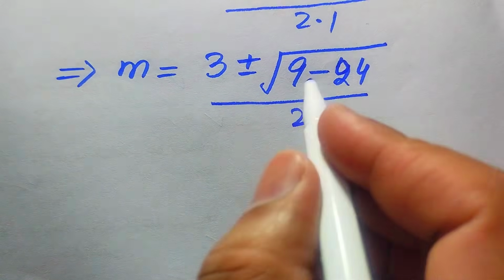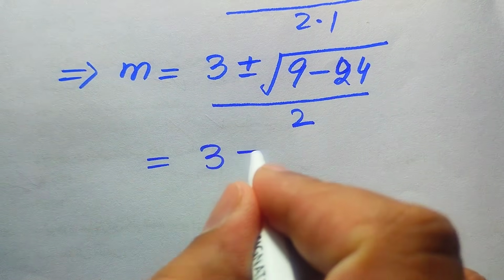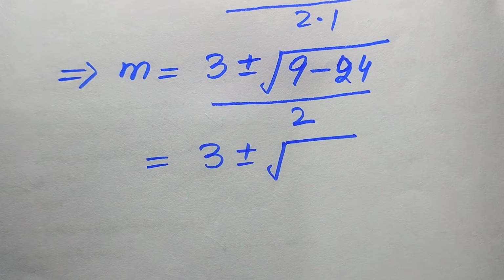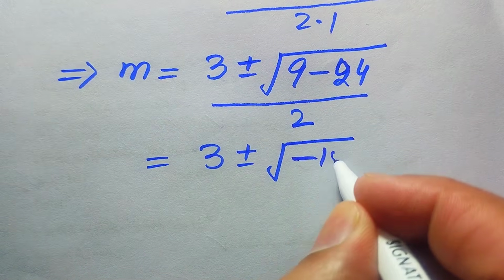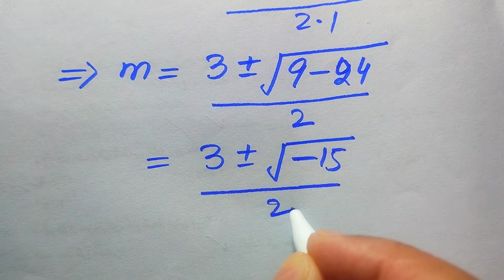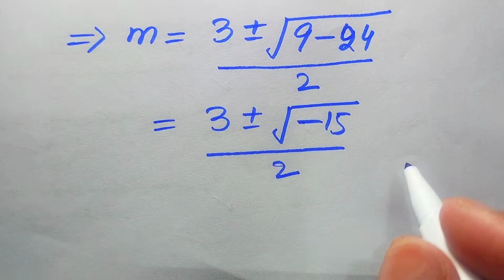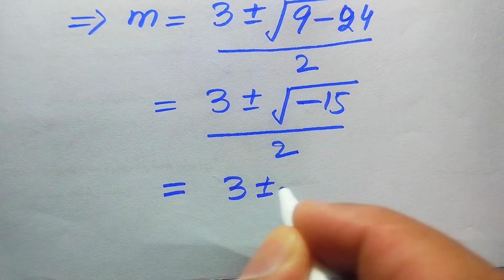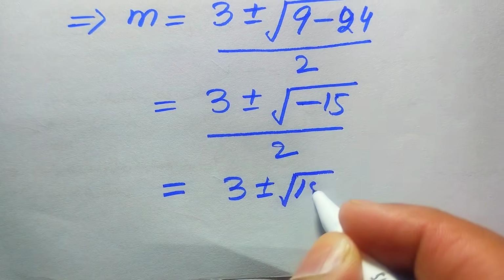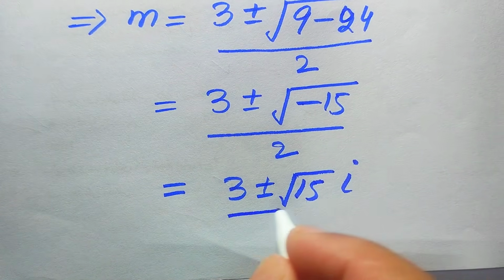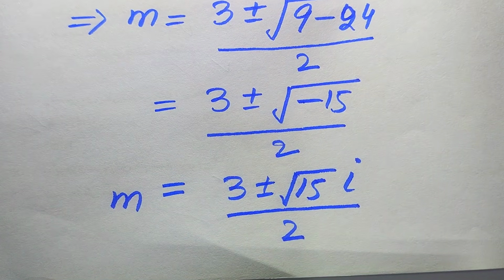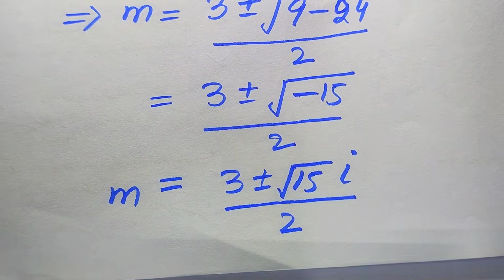Here we subtract these two values, and we get 3 plus minus square root of 9 minus 24, which equals minus 15, divided by 2. You see that a negative sign appears inside the square root, and we know that this becomes iota. So we get 3 plus minus square root of 15 times iota, divided by 2. These are the two values of m, and now in the next step we need to find the corresponding values of n.